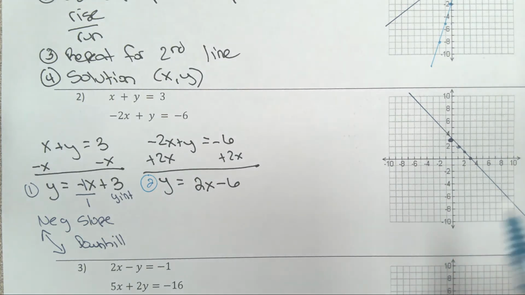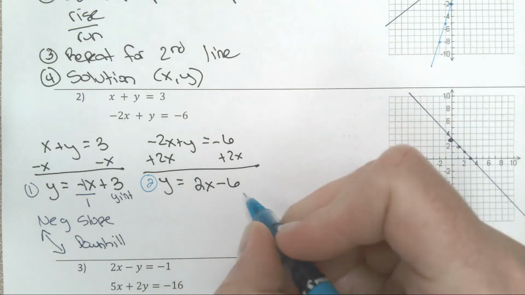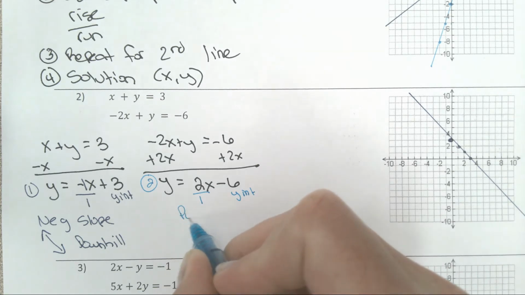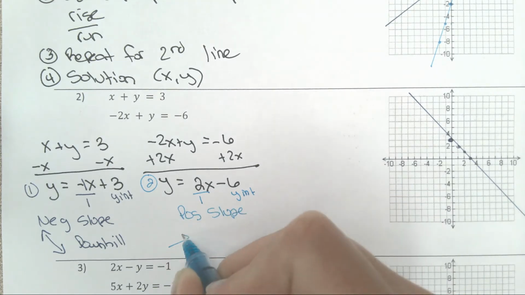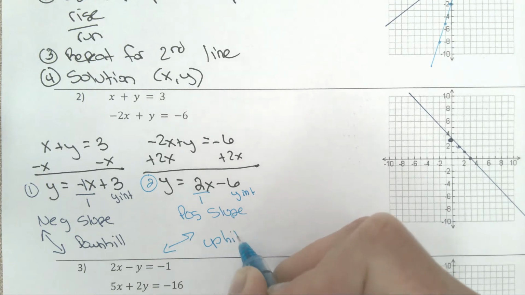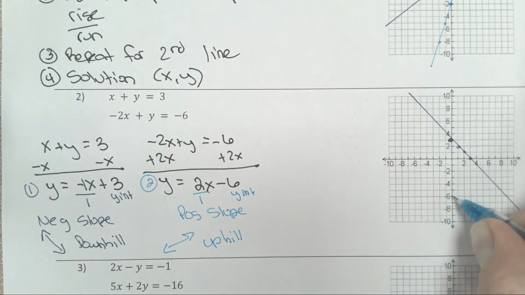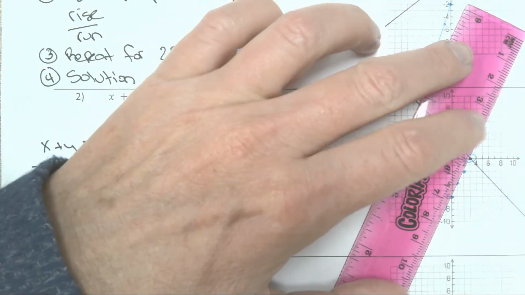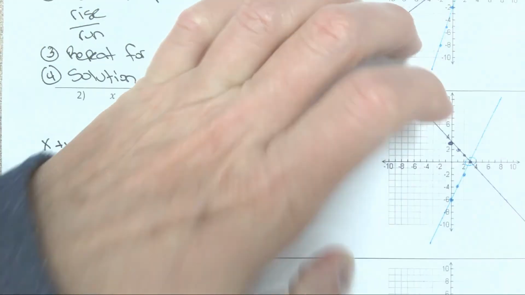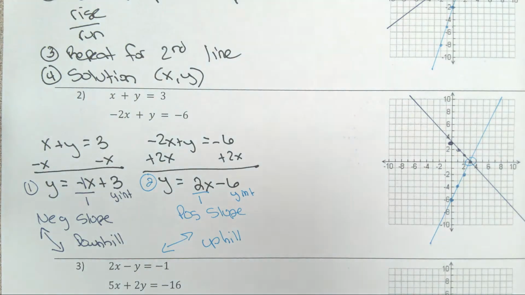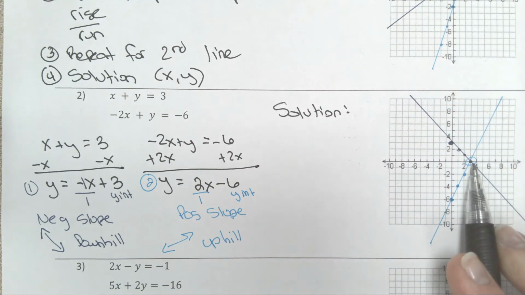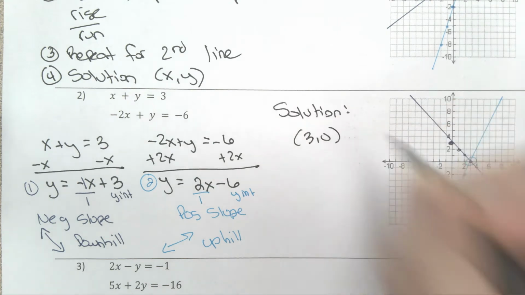Number 2. This is 2x minus 6, so there's my y-intercept and there's my slope. I have a positive slope, so that one should be going uphill after you graph it. Up 2, right 1 a few times. There we go, it's going to cross right there. So my solution is that point right there, which is at (3, 0).